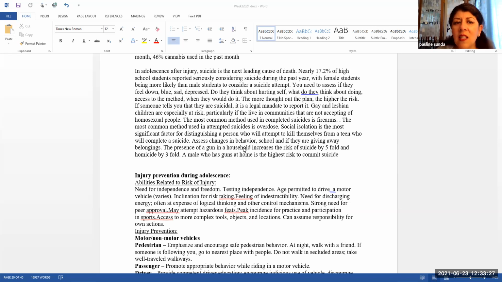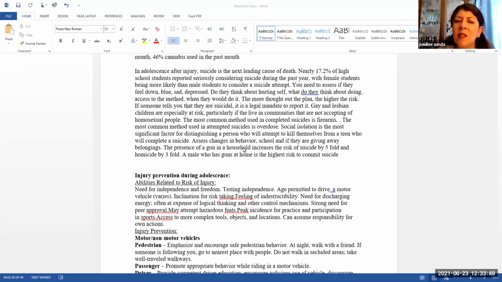You need to assess if they are feeling down, blue, sad, or depressed. Do they think about hurting themselves? What do they think about doing? Do they have access to the method? When would they do it? The more thought out the plan, the higher the risk. If somebody tells you that they are suicidal, it is a legal mandate to report it.